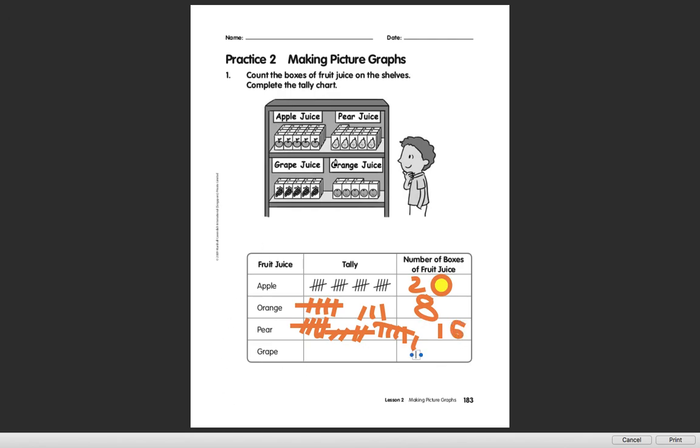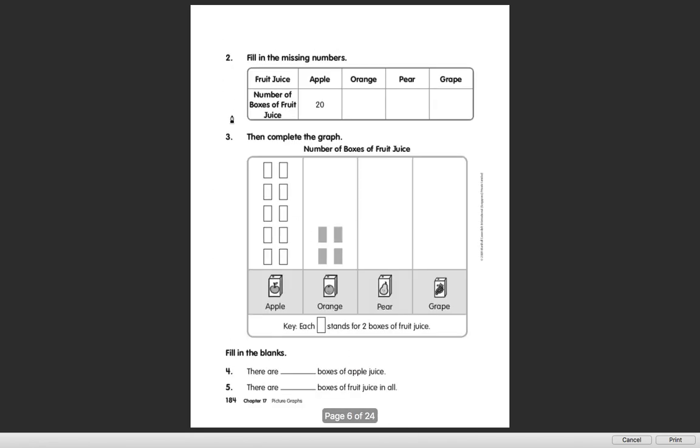Okay, grape. 1, 2, 3, 4, 5, 6, 7, 8, 9, 10. So my tally marks, 1, 2, 3, 4, 5, 6, 7, 8, 9, 10. And you write 10. So now we've counted. We've filled in our tally chart. So the next thing is we're going to complete the missing numbers.